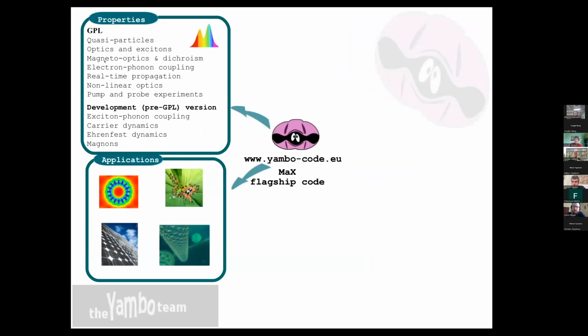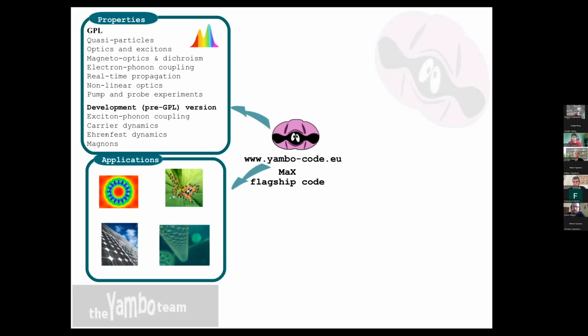So which properties can be computed with the Yambo code? Here there is a list, and the first two are the most important, I would say the core of the code: the quasi-particle band structures, and the optical properties and the physics of excitons. But Yambo can also compute magneto-optical properties, dichroism, can do real-time propagation, linear optics, and different things which you're not going to see in the school. Again, the philosophy is that all these are released under GPL, so they are released to the community.